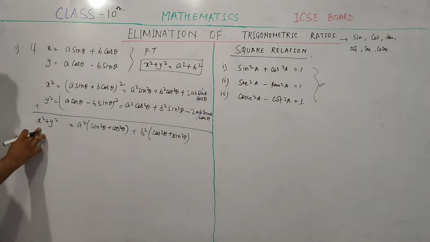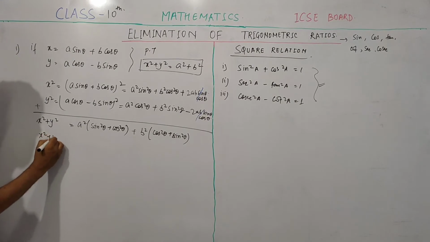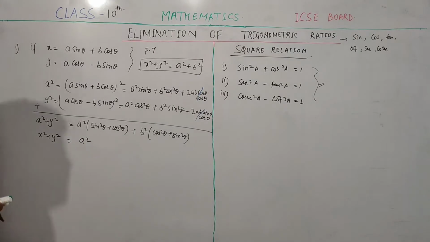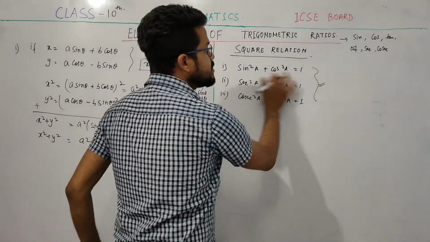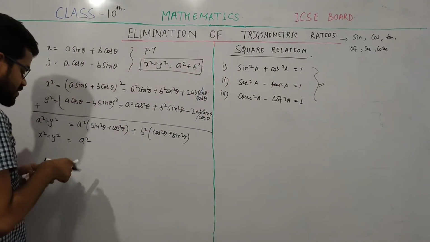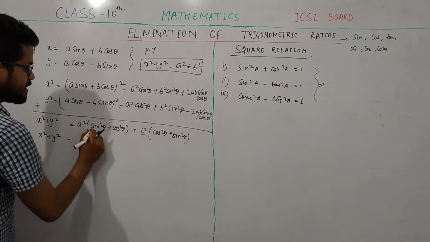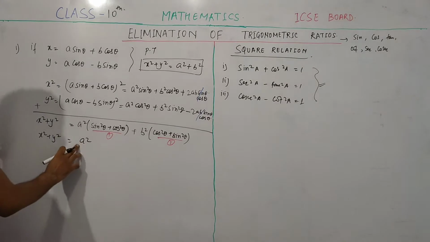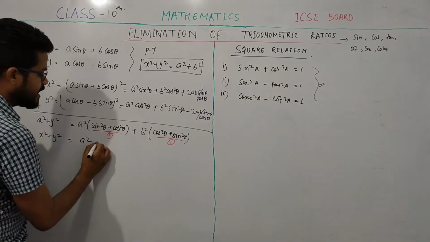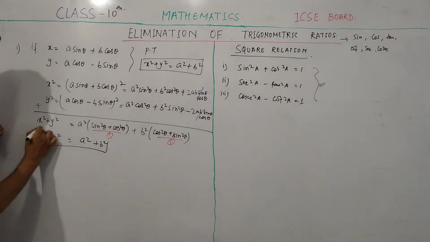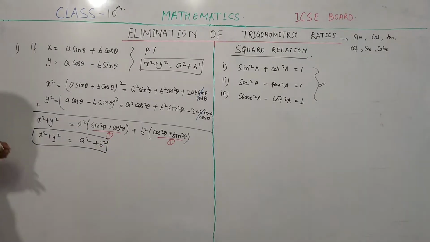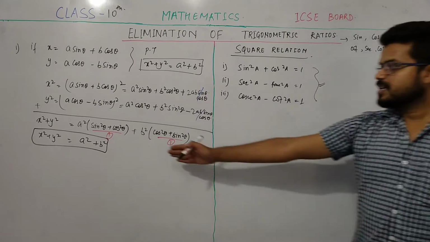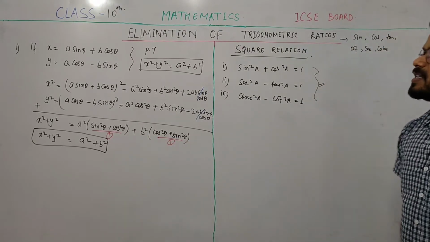Now look here, this is x square plus y square is equal to a square. This is sin square plus cos square theta. I use this square relation, so in place of this it is equal to 1, and this is also equal to 1. So I simply write a square and here I write b square. So this is the relation which we have to prove. Okay, so this is the proving of this.